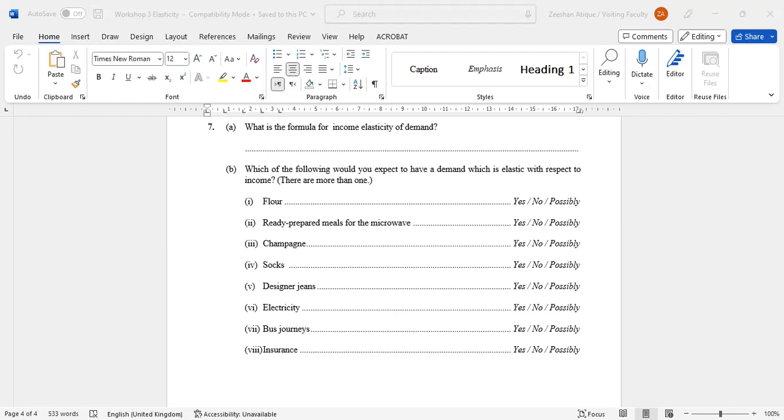Say, for example, if you think about flour, it is a basic commodity. This commodity is not responsive to changes in income. So flour is not elastic with respect to income, and what you mark here is that flour is not elastic with income, okay?